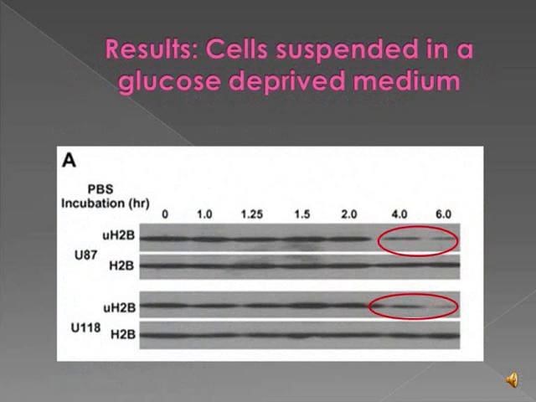In Figure A, it can be seen that the levels of ubiquitination of the histone H2B decrease in the U87 cell sample when added to a glucose-deprived medium. The levels of ubiquitination of the H2B histone in the sample of U118 cells also decrease significantly when added to a glucose-deprived medium.